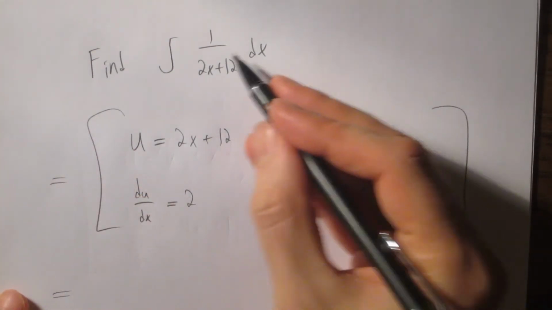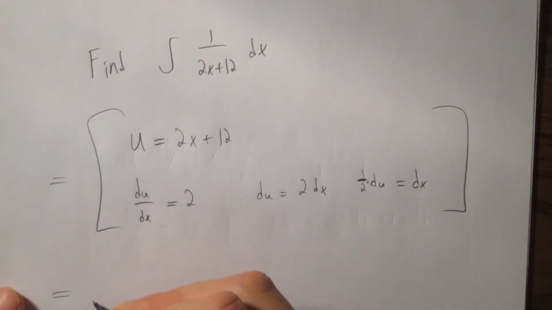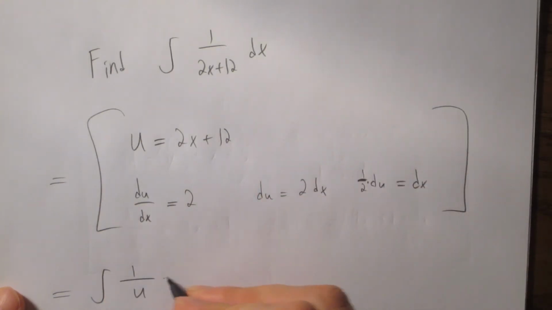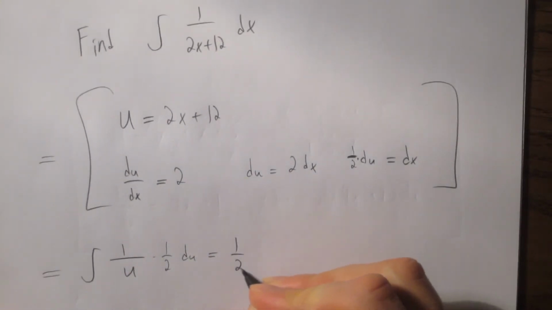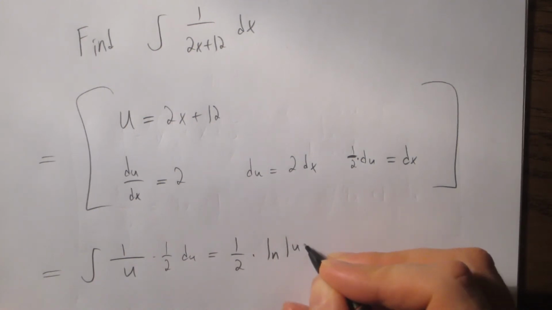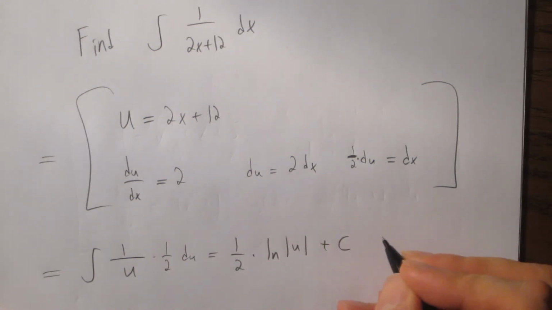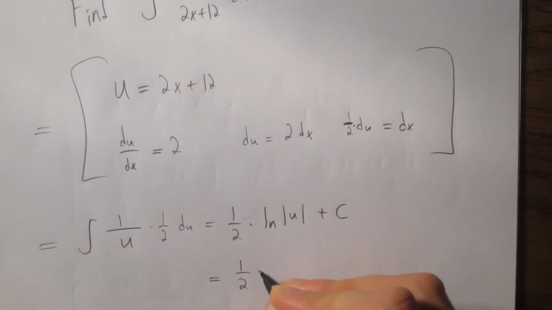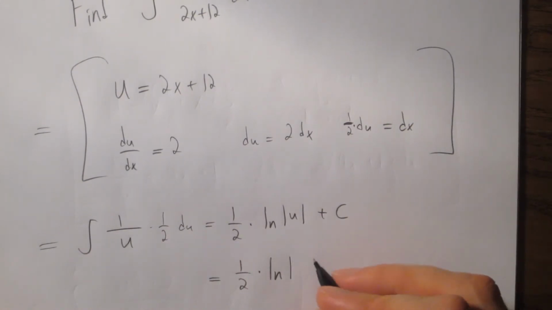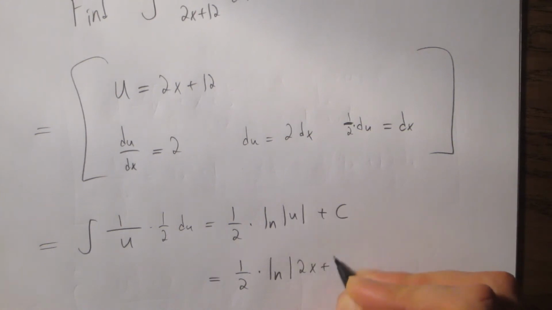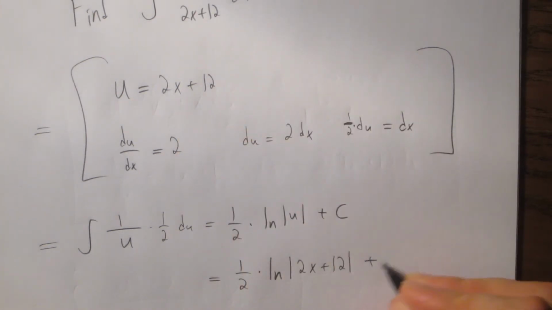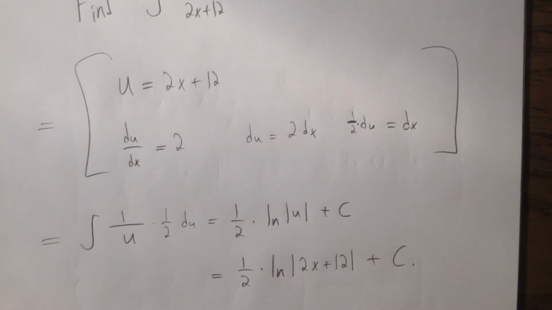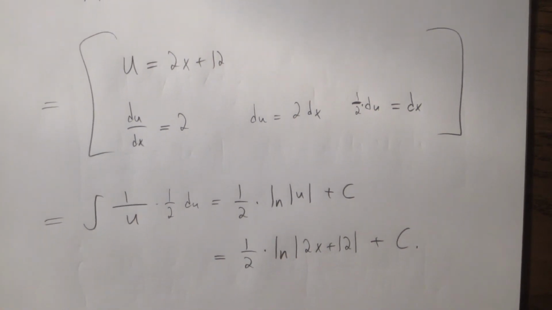And then down here I'm going to continue the real stuff. So 1 over 2x plus 12 becomes 1 over u, dx becomes half of du. This integral now, well, the half just hangs around. 1 over u integrates to ln of the absolute value of u, and then plus c. And now recall that the answer should be in terms of x, because the question was in terms of x. So there we go. Again, with indefinite integrals, don't forget the c.